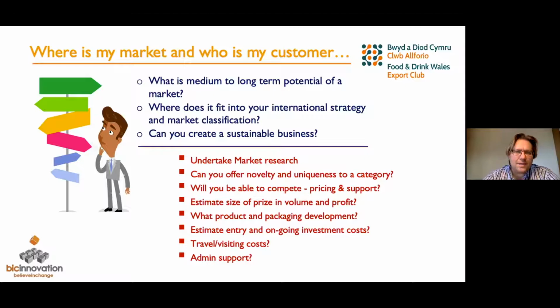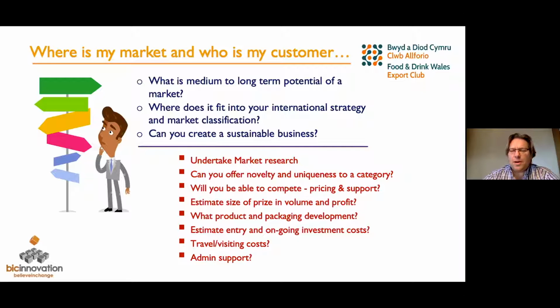So, data that you can obtain from various sources, be it Mintel and looking at market reports, but category reports can do that too. What you need to be delving into is, can you offer novelty or uniqueness to a category? Can you compete? Is your pricing able to support your business going into that market? Then you need an understanding of the size of the prize there, in terms of volume, and whether you can do it profitably.